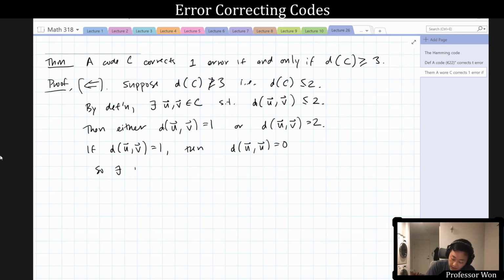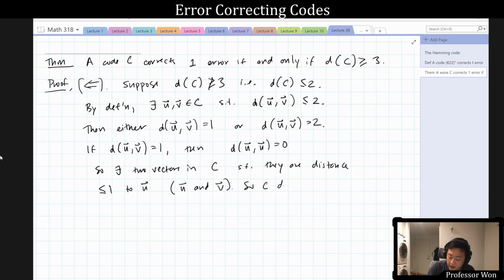So there exist two vectors in C such that they are distance less than or equal to 1 to u. Right? So u itself and v. So C does not correct one error. Because the definition of correcting one error means that for every single vector, there's at most one vector in C that's within distance 1 of that vector.